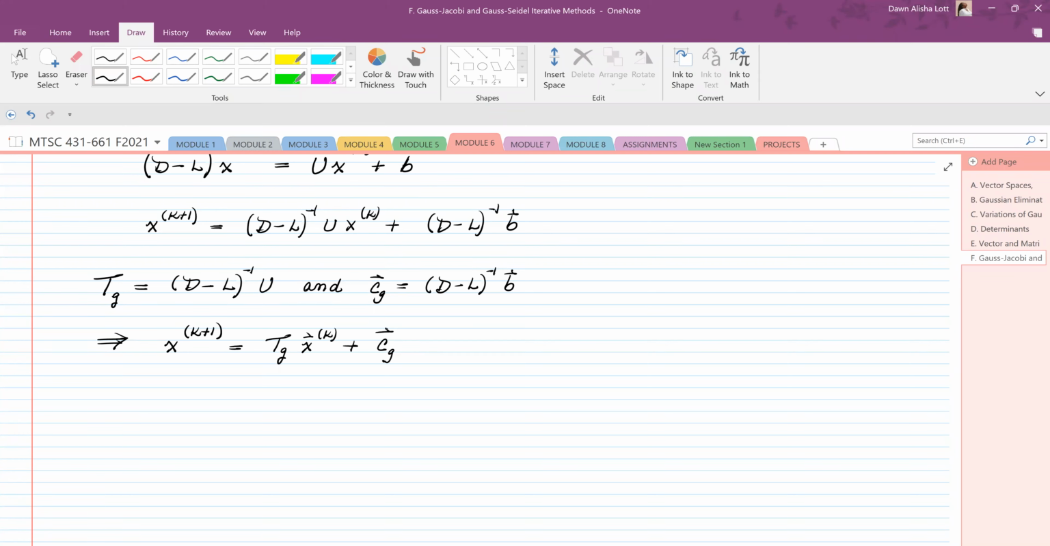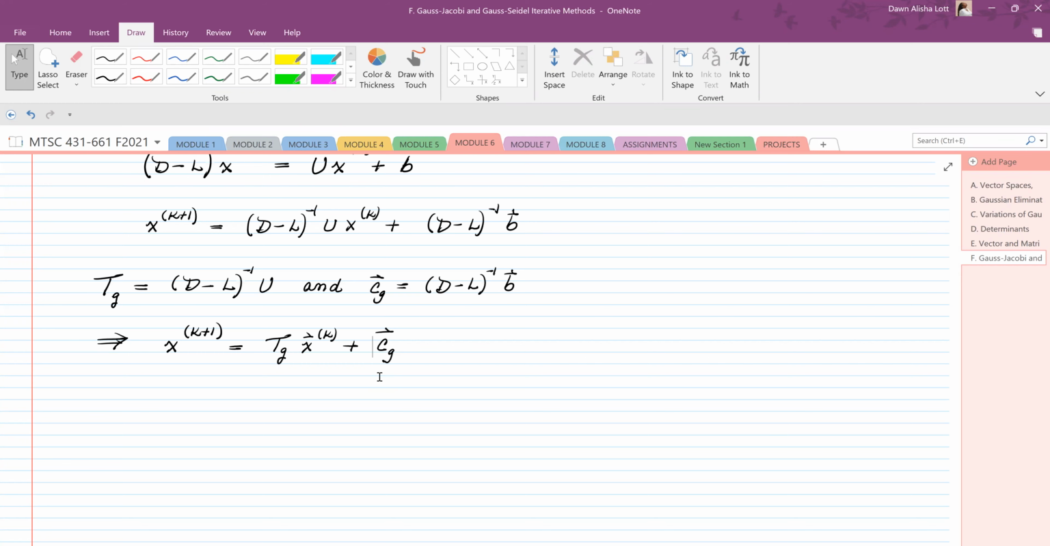Now the rate of convergence for this depends on the spectral radius. And the spectral radius is the largest eigenvalue of the matrix. So that is how we have to compute this.